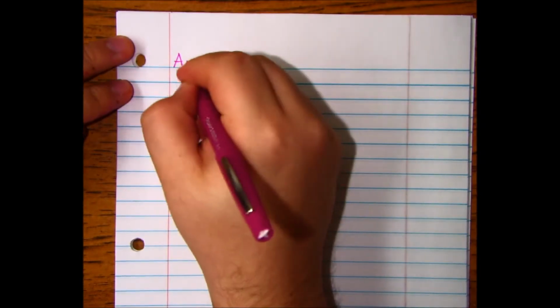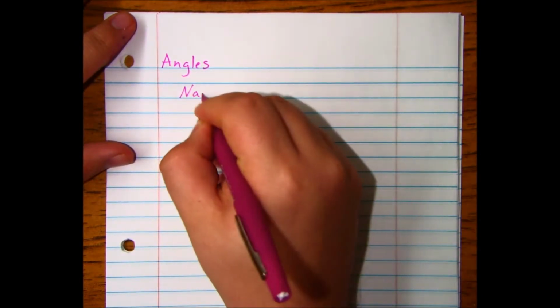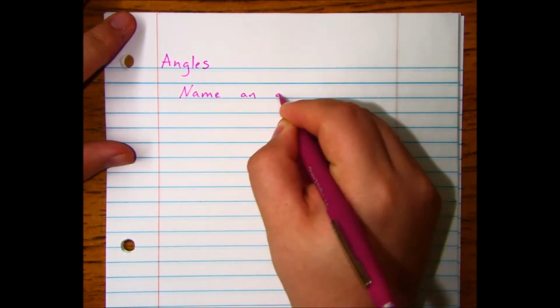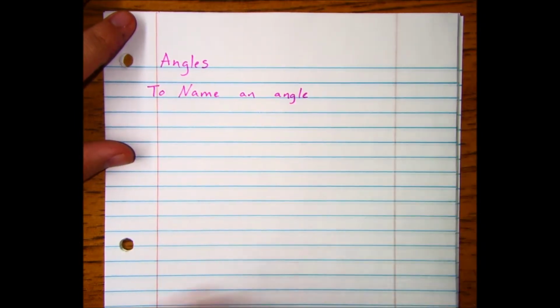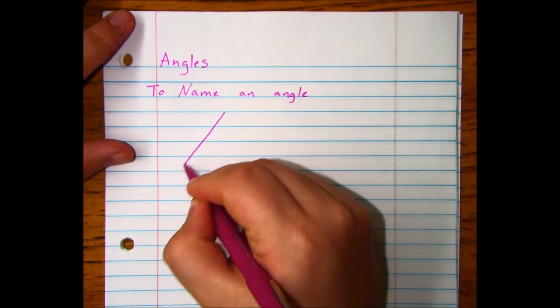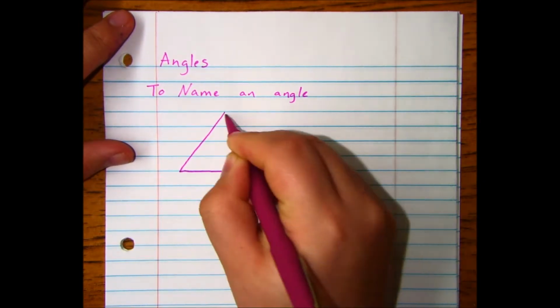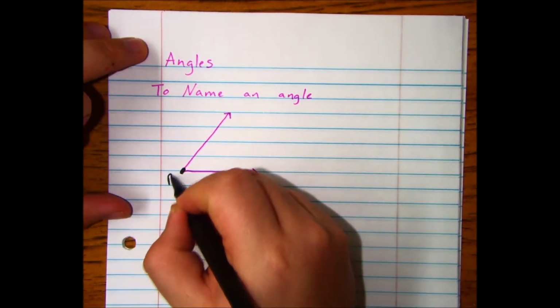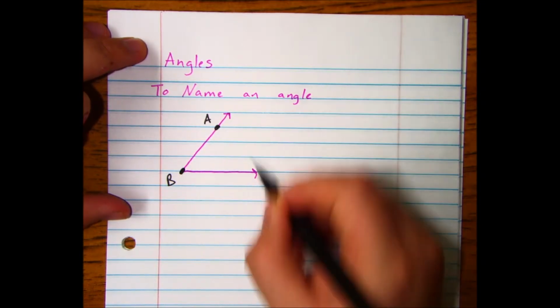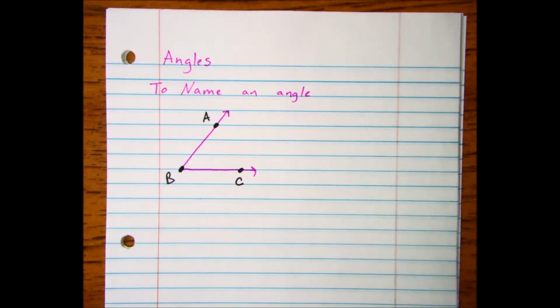Continue our discussion of angles. Now, with angles, there is a set pattern on how we name an angle. Okay? Now, to name an angle, let's look at an angle first. Let's say I have an angle with a vertex of B and two rays, BA and BC.